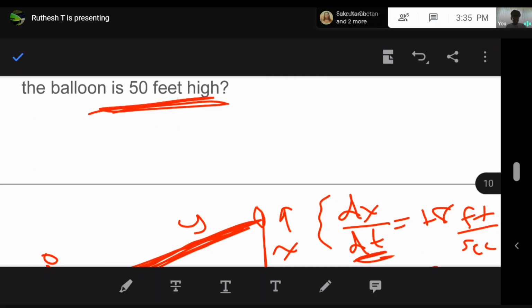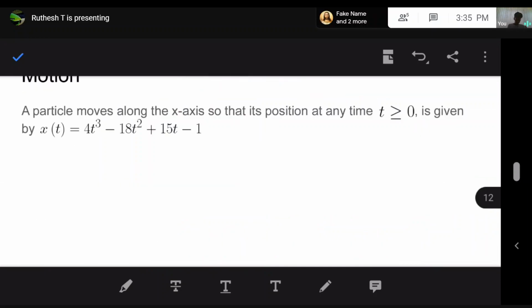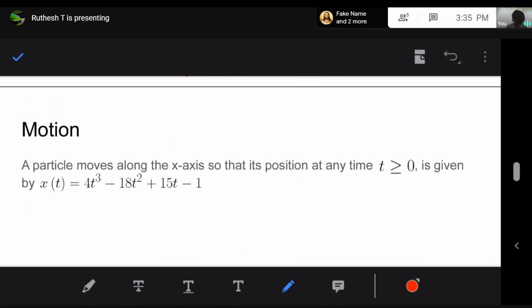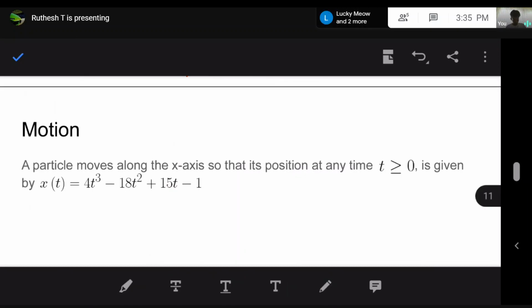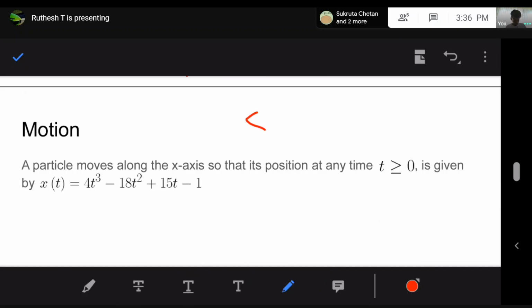And we're going to look at another example here, which says a particle moves along the x-axis. So this is basically 1D motion. There's just a particle, and you're given this function which states its position given a time t. Let this be the 0 mark on the x-axis, let's say.